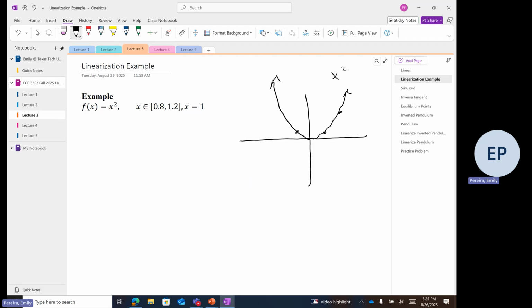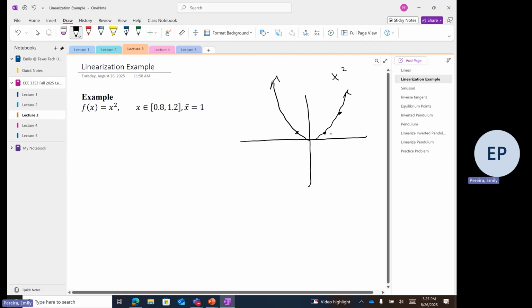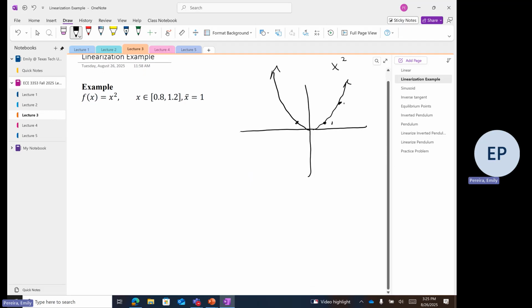So every input is going to be squared. So this is 1, this is 2, this is 1, and this is 4. Okay, so on and so forth. So this is what it looks like, and we're looking at a range between 0.8 and 1.2 on the x-axis.